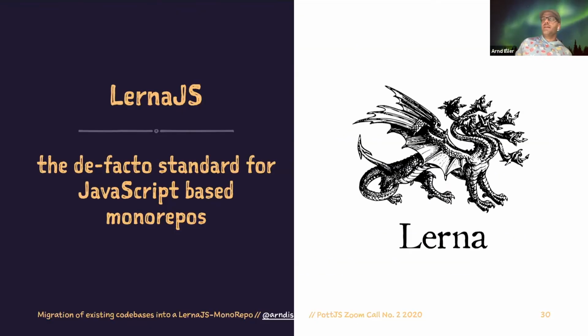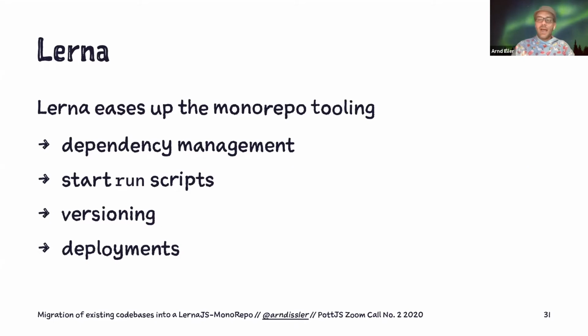So LernaJS is the de facto standard for JavaScript-based MonoRepos, and there are a bunch of blog posts out there, and you can read about what Lerna is for when it comes to MonoRepo. It covers the dependency management for you, from before NPM and Yarn were able to do this. It manages all the run scripts. It can manage the versioning for you, and it can manage everything with deployments like pre-releases, publishing, and deriving the version number.